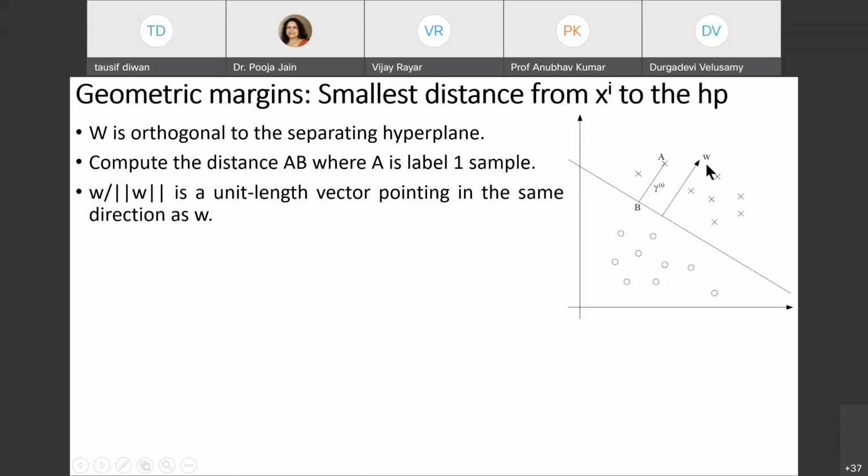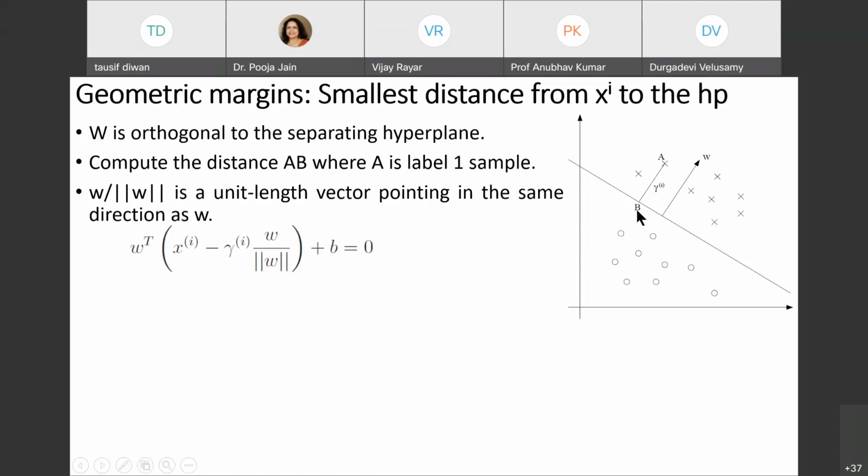W is a parameter vector. If you divide this vector by its norm, which is nothing but the norm of W, it is nothing but a unit length vector. What is the relationship between this unit length vector and W? The direction of this unit length vector and this W is the same. So W divided by the norm of W is just a unit length vector pointing in the same direction as W.